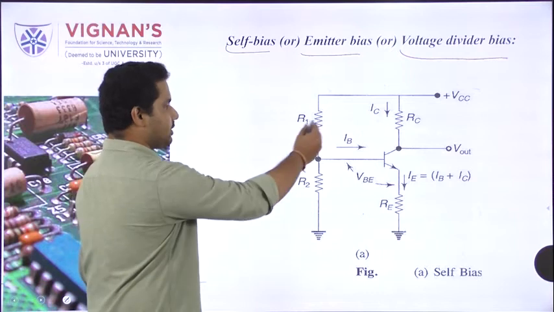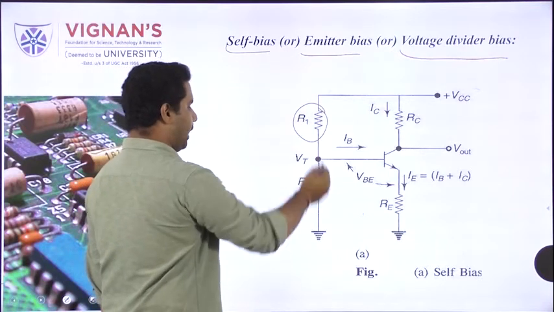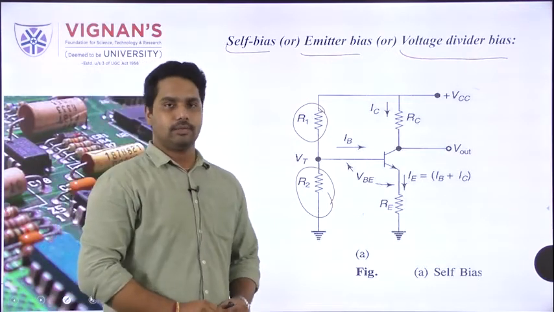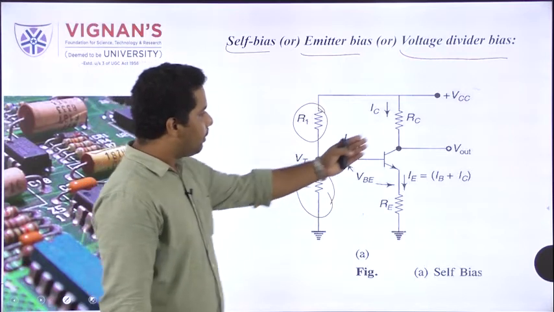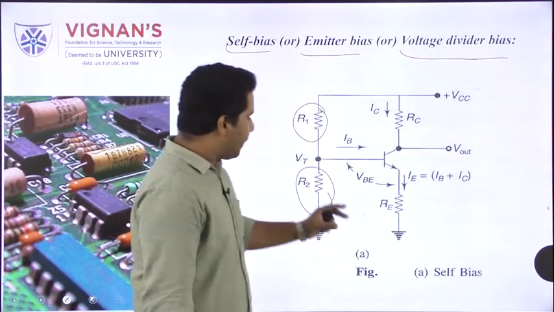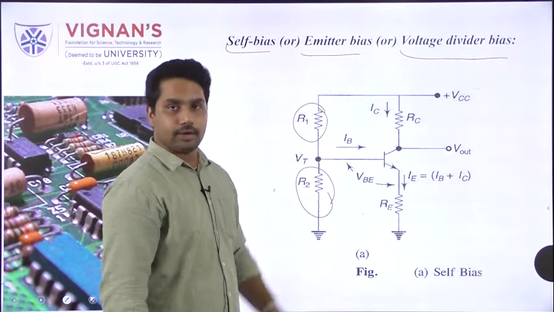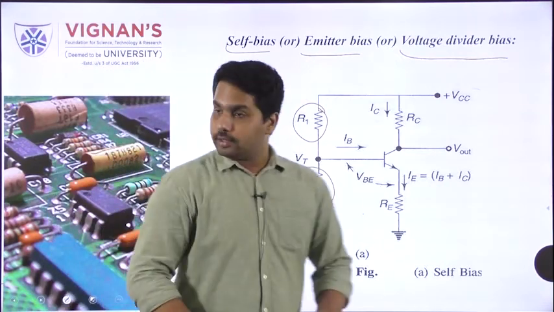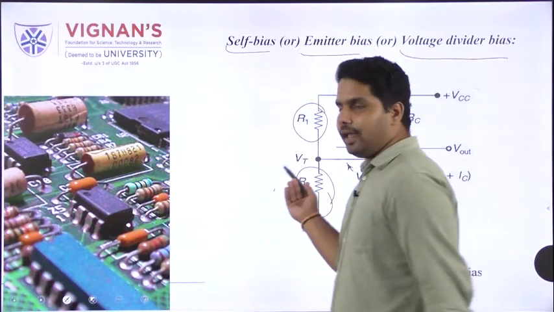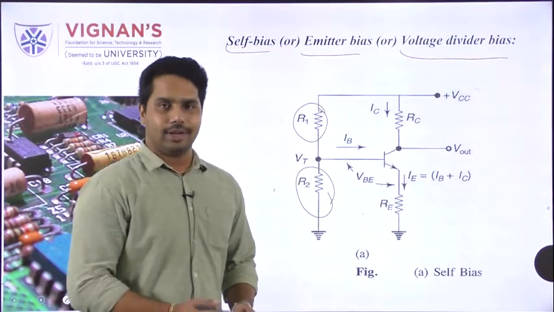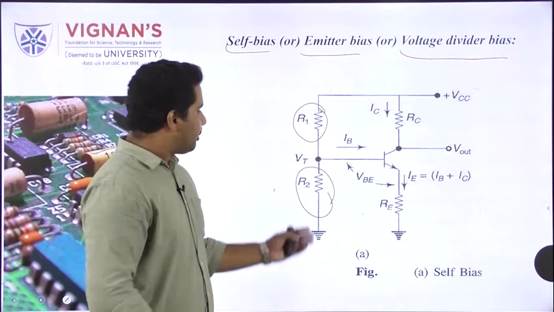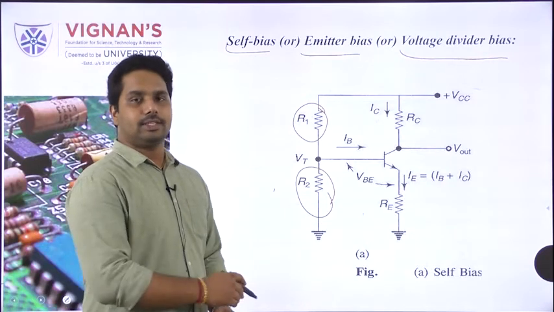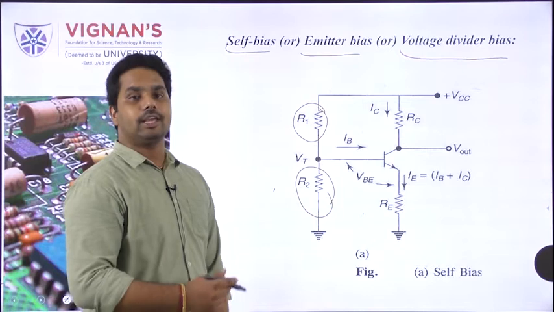And you see here this combination, R1 and R2. Because of this combination only, it got the name voltage divider biasing. These two resistors will divide your voltage VCC, and for biasing purpose, the voltage across R2 is provided here. That's why it got the name voltage divider biasing. And like this, our analysis will be somewhat difficult. So what we will do is, we will represent this potential divider bias or voltage divider bias with its Thevenin equivalent circuit.